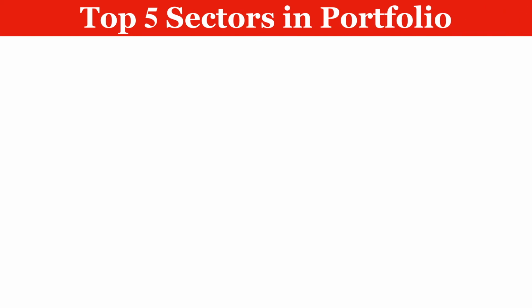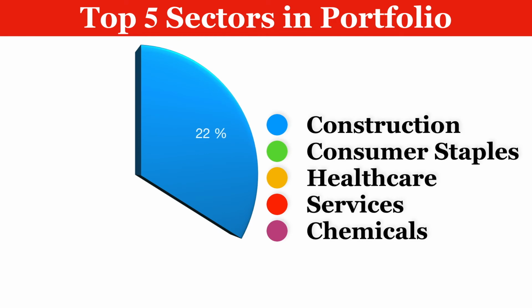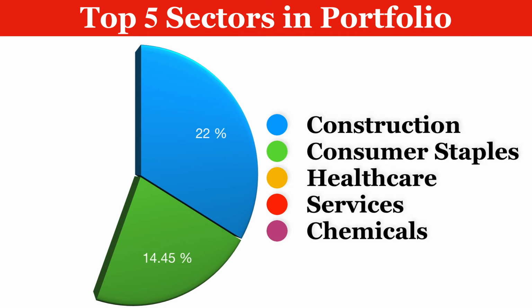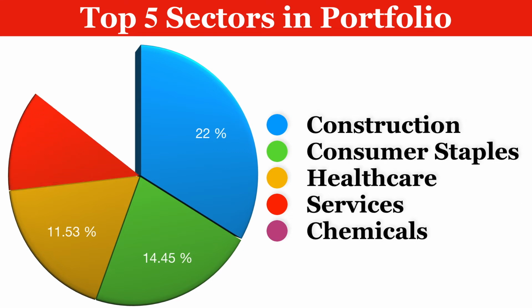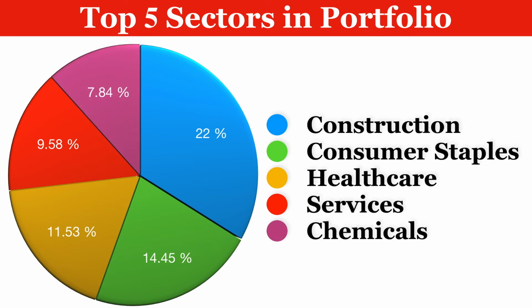In the next section, we will understand top 5 sectors in this Quant Small Cap Mutual Fund portfolio. Almost 22% of fund is being allocated to buy construction related stocks. In addition to that, 14.45% is being allocated for the consumer staples sector. After that, 11.53% is being allocated for the healthcare sector. In addition to these three, nearly 9.58% is being allocated for the services sector. Apart from these allocation, the remaining 7.84% is being allocated for the chemical sector.